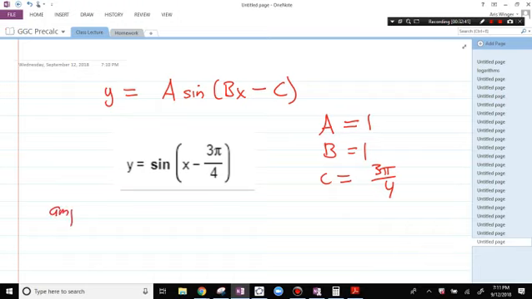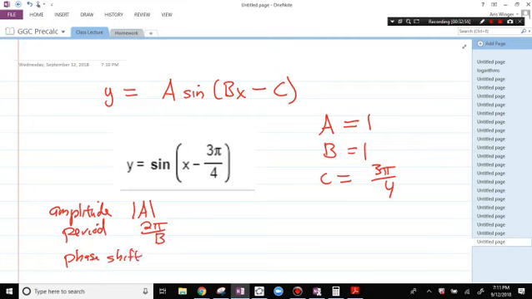The amplitude is the absolute value of A. The period is 2 pi over B. And then the phase shift is C over B. And you're literally just using the formulas. It's not shocking, of course, that this has moved 3 pi over 4 units to the right. And that's why they incorporated the minus sign again, because now when you look at this, it makes sense. That's 3 pi over 4 units to the right.